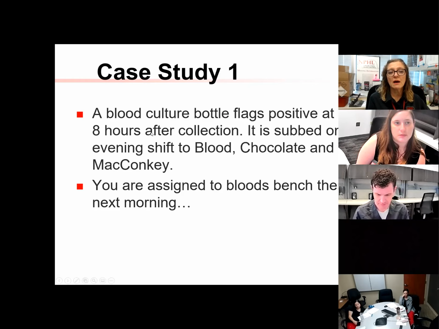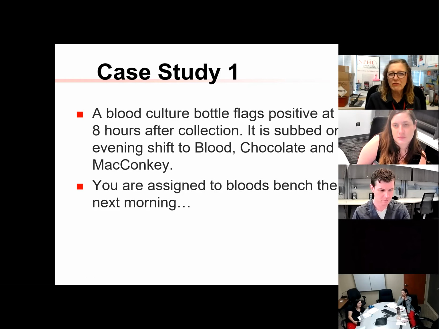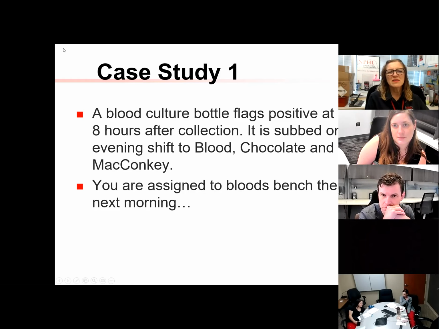So yeah, that is something that, how would you know it was 8 hours after? You'd almost have to look at the requisition, wouldn't you? The patient demographics to see when it was collected and when it turned positive. Most organisms don't turn positive until 16 hours, 24 hours, and then might even take 48 hours. But this is the one situation where you're going to have a really fast grower.